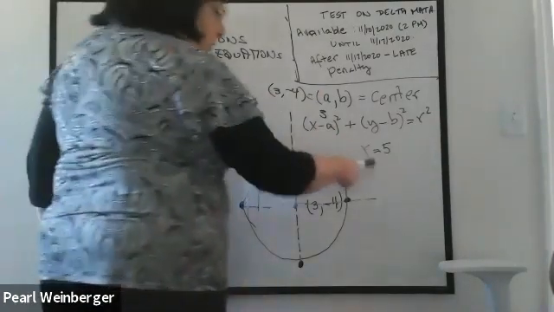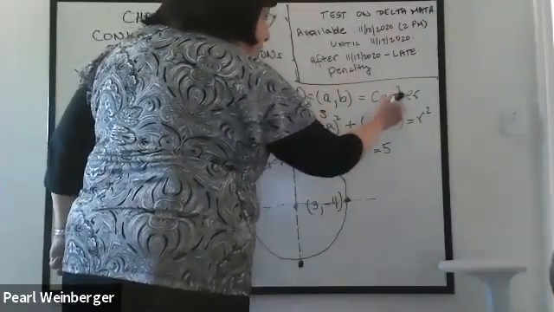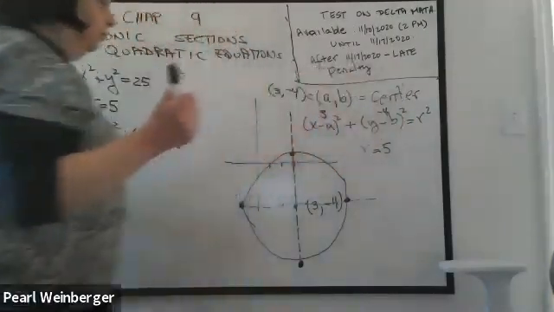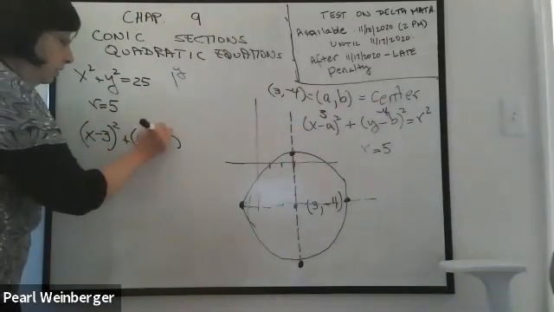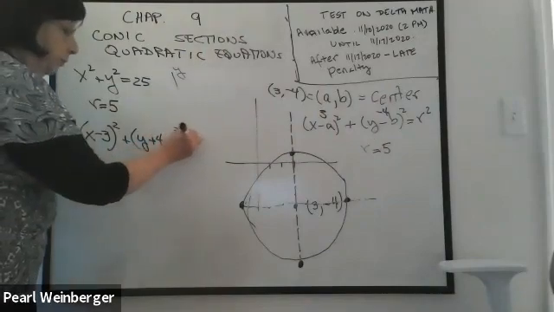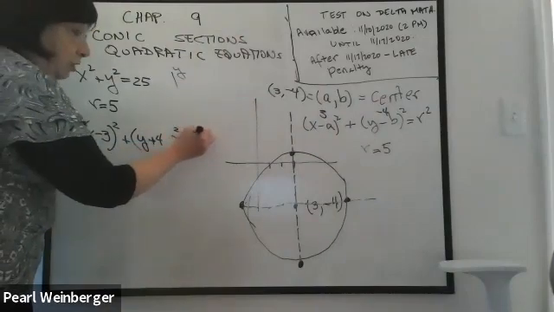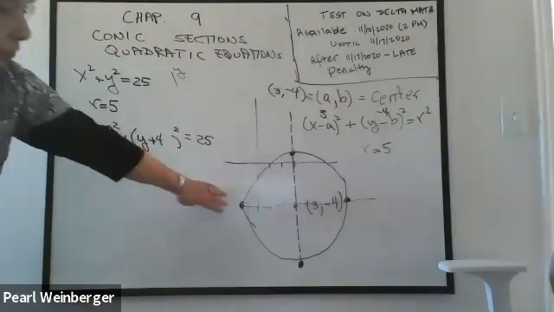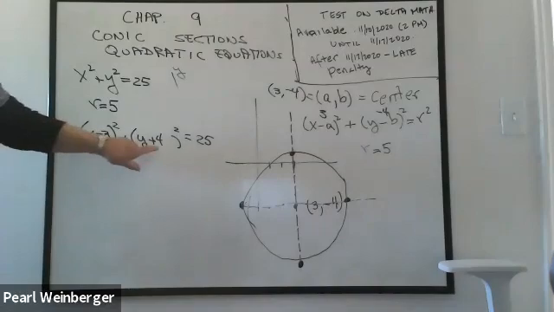And y minus b, the b in this case happens to be negative 4. So I have to do y minus negative 4. A minus and a minus becomes a plus. So this becomes y plus 4 squared. And that equals r squared, which we know is 5. So 5 squared is 25. The equation of this circle would be x minus 3 squared plus y plus 4 squared equals 25.